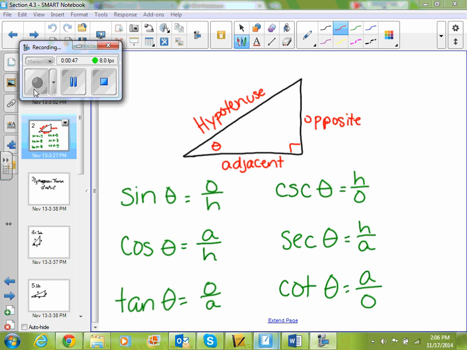Cosecant is the inverse of sine, so cosecant is hypotenuse over your opposite side. Secant is the inverse of cosine, so hypotenuse over adjacent. And cotangent is the inverse of tangent, so adjacent over your opposite. If you can figure out these 3, then you'll know that these ones are just the opposites. You really only have to know these 3.